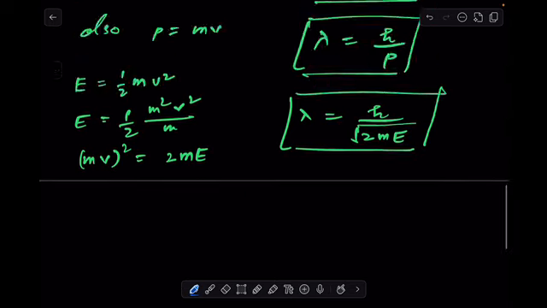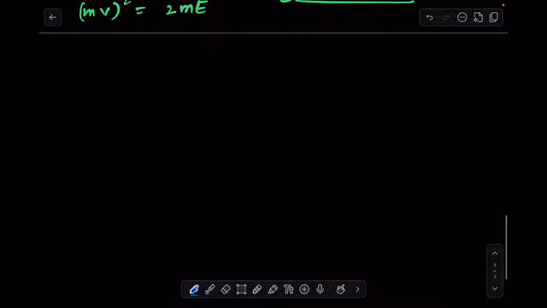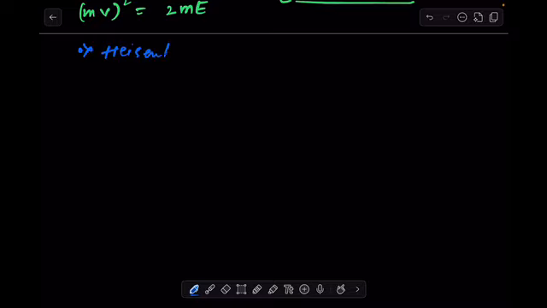Second insight was given by Heisenberg, the Heisenberg uncertainty principle.